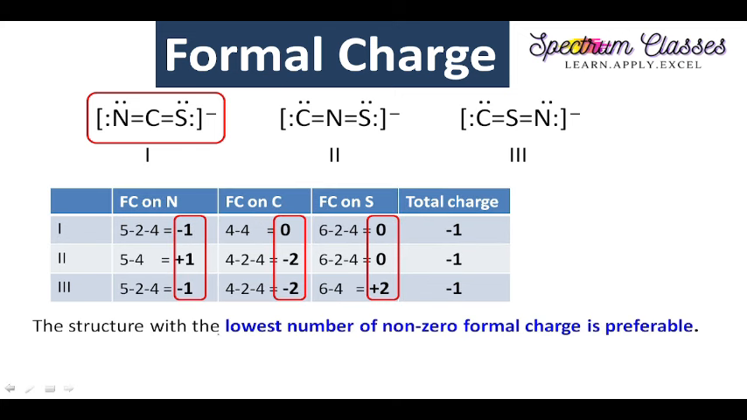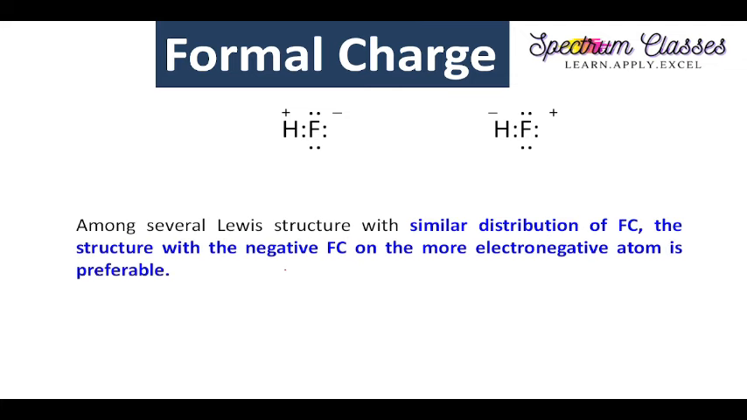Here I have just written that the structure with the lowest number of non-zero formal charges is preferable. The next is, if we have this kind of structure, we have calculated the formal charges +1, -1. So which one is preferable out of these two? The first one is preferable. Why? Because in this case the more electronegative element has the negative sign, whereas in this case the more negative element, as compared to the hydrogen atom, has the positive charge. Therefore this molecule is discarded.